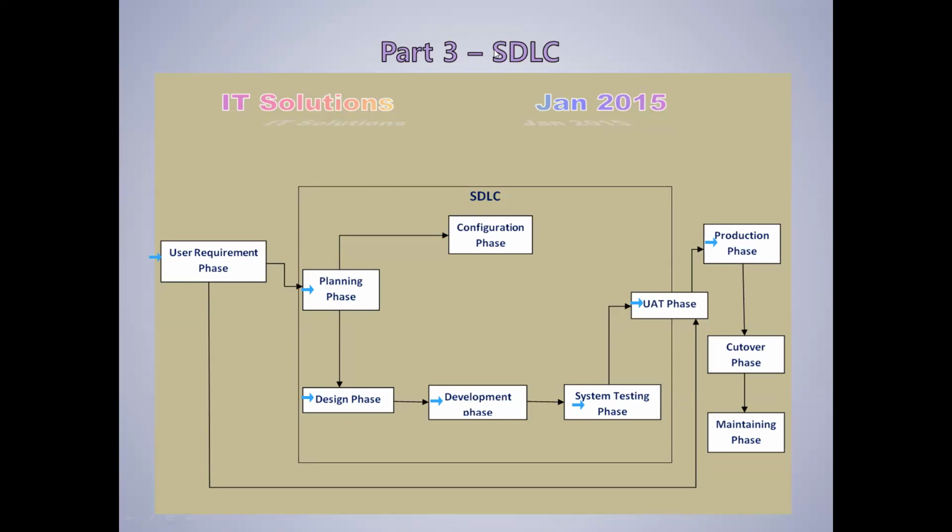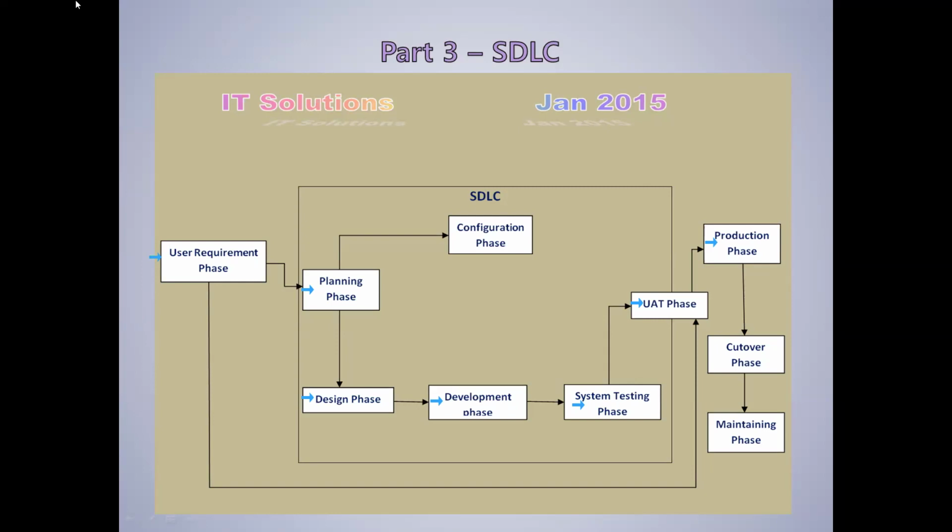So SDLC is a software development life cycle. That has specific phases or parts that we need to follow one by one. If we need to go to the next step, that means the earlier step has to be done. So there are a couple of steps which are very important: user requirement phase, planning phase, design phase, development phase, and system testing phase.